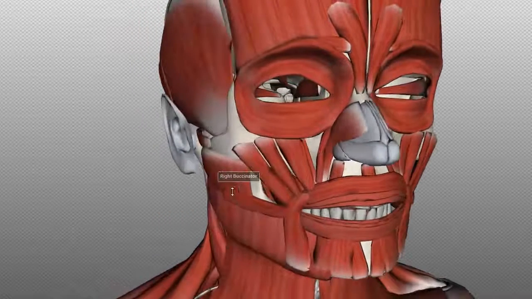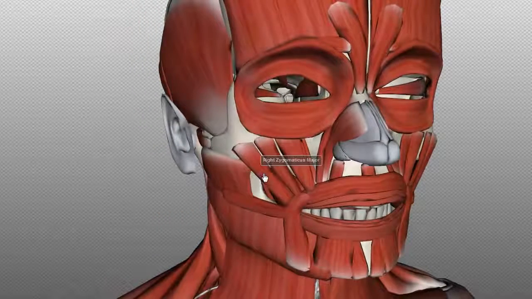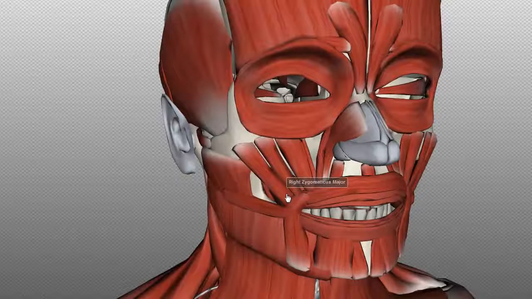Moving superiorly, we've got the zygomaticus major. Again, looking at the point of insertion, you can see that when this muscle contracts, it will draw the corner of the mouth in an upward and lateral direction. Just adjacent to the zygomaticus major, you've got the zygomaticus minor. This muscle inserts onto the upper corner of the mouth, and it draws the lip upwards.